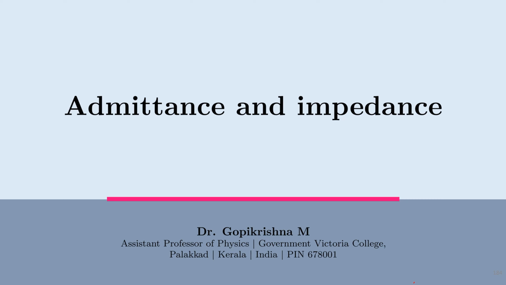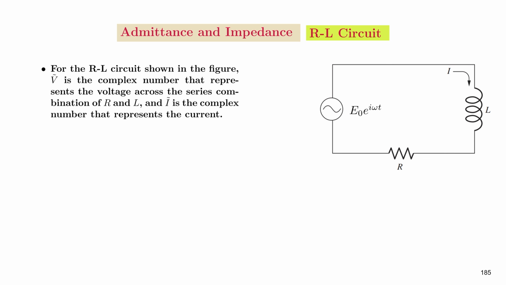As the continuation of the previous discussion, let us embark on two new parameters known as admittance and impedance. To understand admittance and impedance, let us consider the case of a RL circuit. The instantaneous voltage that is applied across the series combination of L and R is given by V complex t. This is equal to E0 e raised to i omega t. This can again be written as V complex e raised to i omega t, where V complex will be having only the real part, so that V complex can be written as E0.